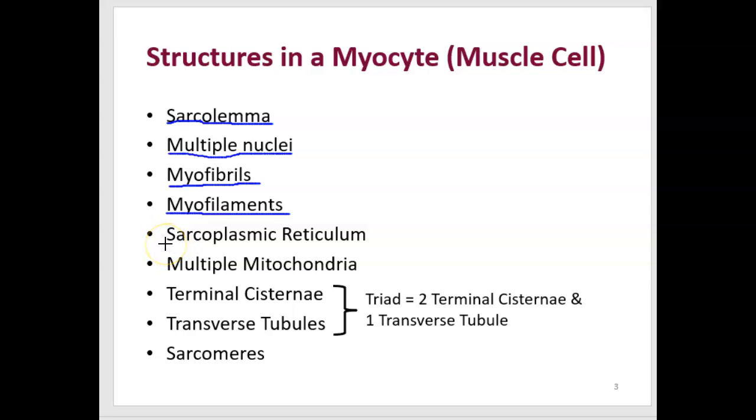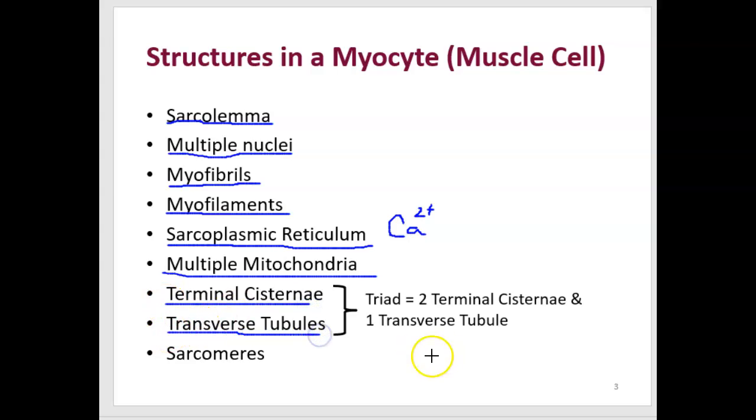Inside of a muscle cell, the endoplasmic reticulum functions a lot like any cell we've talked about. We have a special name for it though. We call it the sarcoplasmic reticulum, and we're going to see that it's important for calcium storage. In addition, we'll note that there are multiple mitochondria present in muscle cells, and that there's a structure called a triad, which is made up of terminal cisterna and transverse tubules. We'll talk about what those are in a little bit.